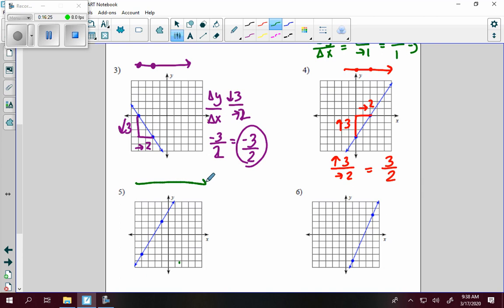For number 5, I'm reading my graph from left to right, so I'm going to go from here to here. So I'm going to go up 1, 2, 3, 4, 5, over 1, 2, 3. So my slope is up 5 over 3, so it's 5/3.